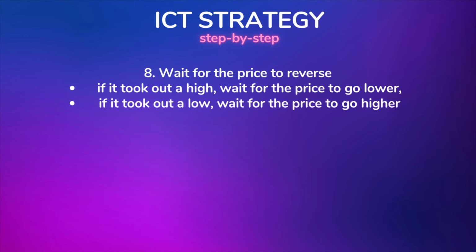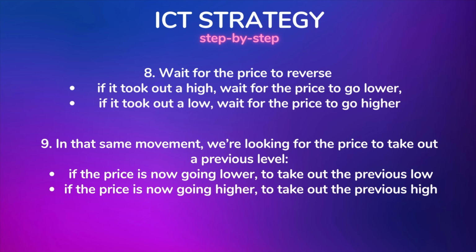Step number 9. In that same movement, after the price has reversed, we're looking for the price to take out a previous level, so a previous high or a previous low. Specifically, if the price is now going lower, we are going to look at the price taking out a previous low. If the price is now going higher, we're going to be looking for the price to take out the previous high.